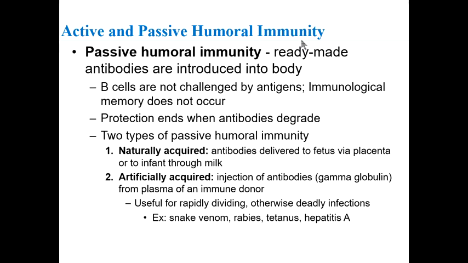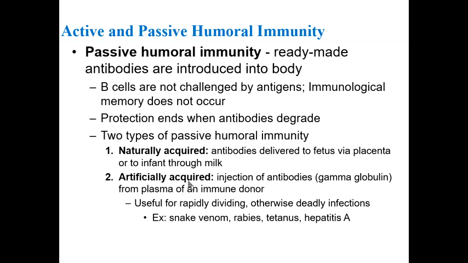Now, humoral immunity is passive when we don't make our own antibodies. This is when antibodies are being introduced to us, so our B cells do not have to do the work. The B cells are not activated, they don't become plasma cells, they don't produce and secrete antibodies. Antibodies are just simply introduced to us. But there's two types of passive immunity. One is natural and one is artificial. So naturally acquired passive humoral immunity is when antibodies are just passed from the mother to the infant, or fetus, I should say, through the placenta, or to the infant through milk.